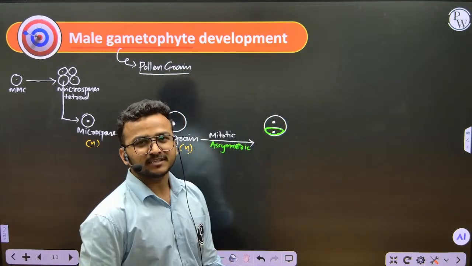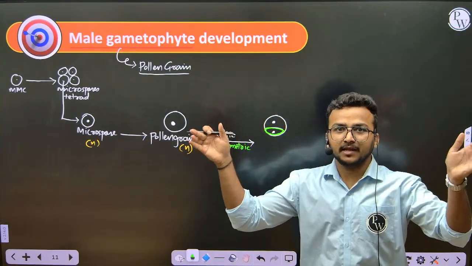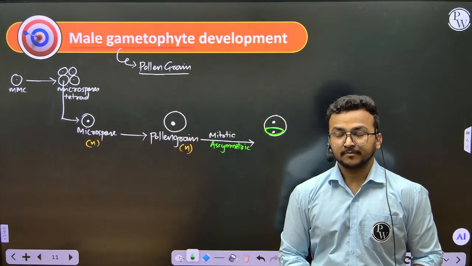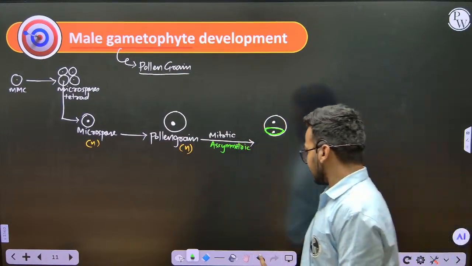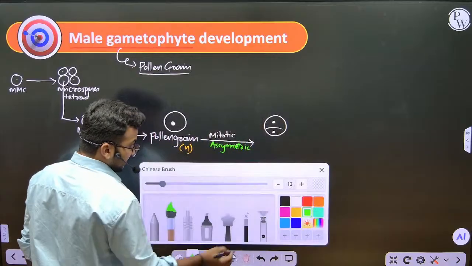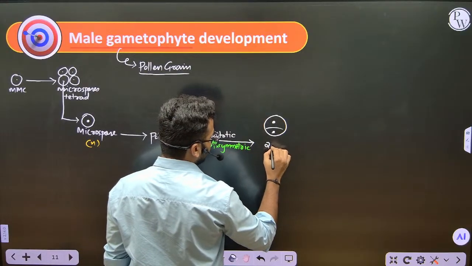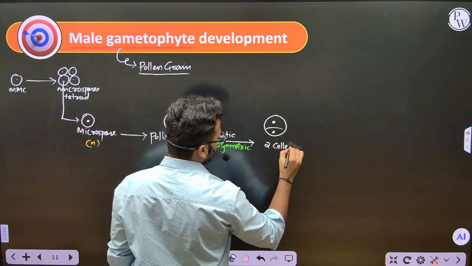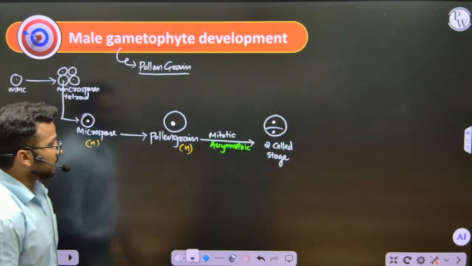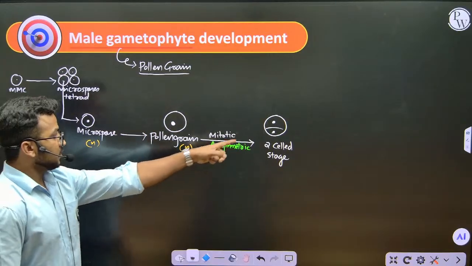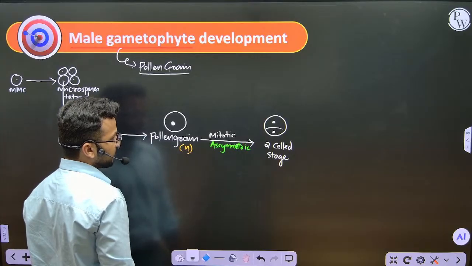So it is a complete injustice, no? Division taking place with one big cell and another one a small cell. This is asymmetric mitotic division, we call this. And this stage of male gametophyte development, this pollen grain, we call as the two-celled stage. Two cells are there within the pollen grain.